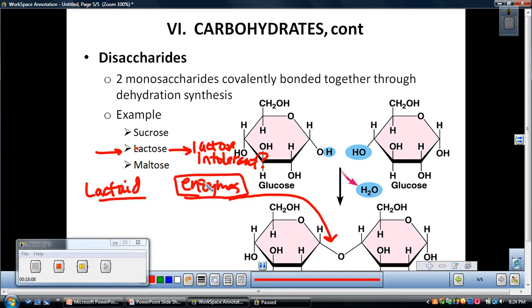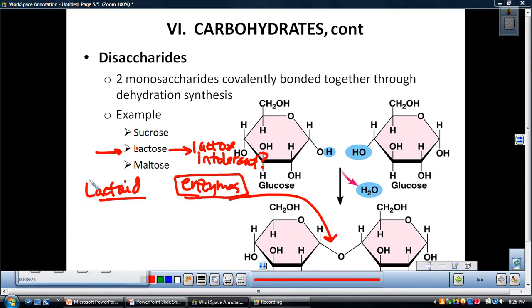It's going to take you a lot longer to hydrolyze that, so you usually get symptoms like a stomach ache, diarrhea, some gas, etc. And so the intolerance to that is the inability to break down the bond in a timely fashion because your enzymes are not working appropriately. So I wanted to mention that.